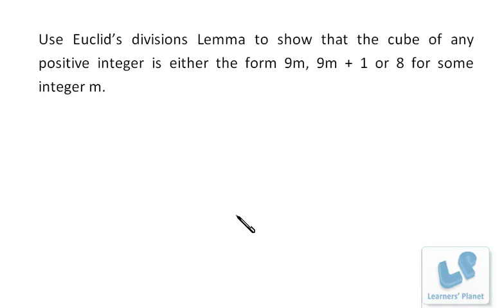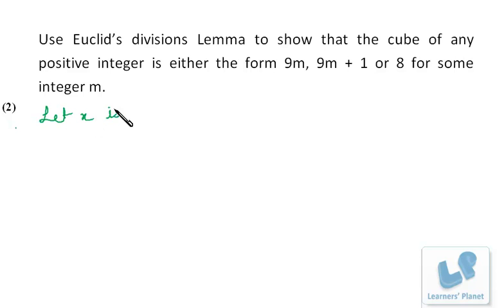Now friends, let's do this question further. This is an important question. Use Euclid's division lemma to show that the cube of any positive integer is either of the form 9m, 9m plus 1, or 9m plus 8 for some integer m, right? Now we assume that maybe x is a positive integer.